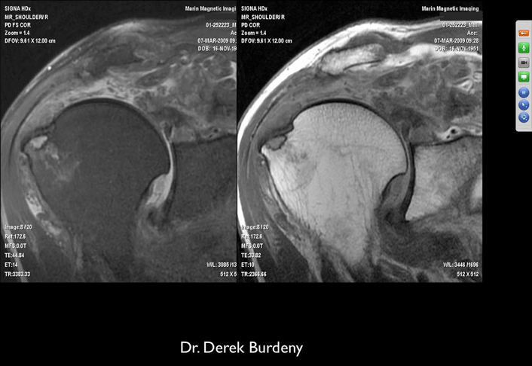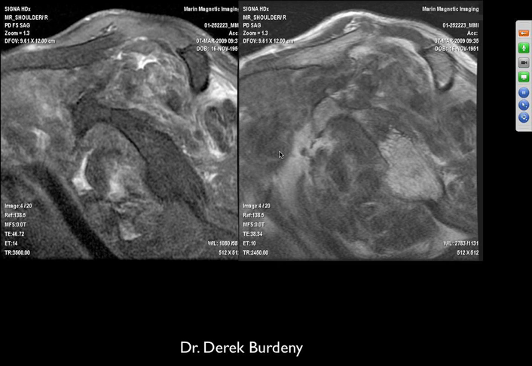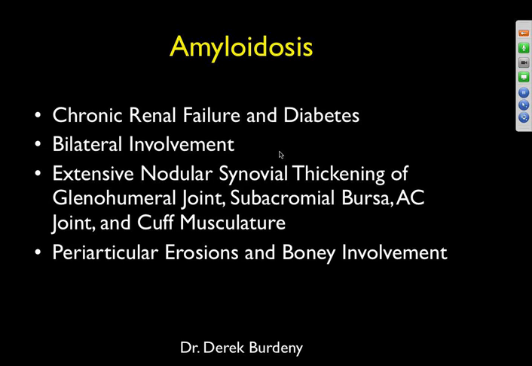Yeah, but it's pretty low in signal intensity. Yeah, it's awfully low in signal intensity. So low signal could be from... And it's really a diffuse process, and it's likely that this would be in other joints as well. Yeah. And the patient had chronic renal failure.